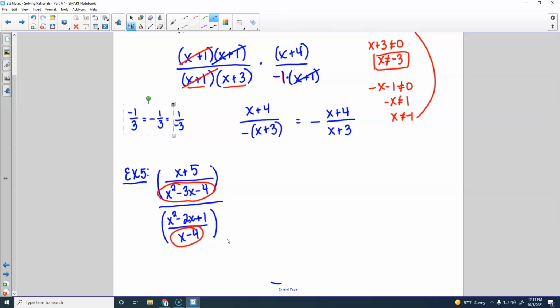Okay. Questions on that one? Alright, so for example 5, I'm dividing. So I got x plus 5 over x squared minus 3x minus 4, and then x squared minus 2x plus 1 over x minus 4.